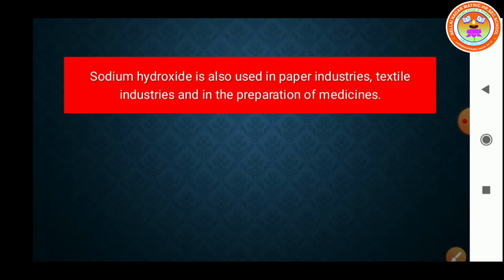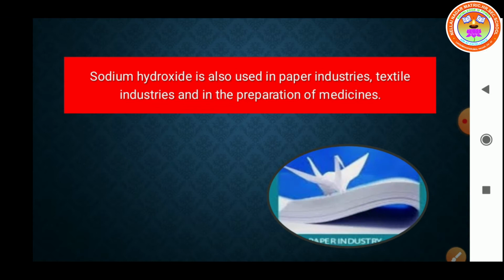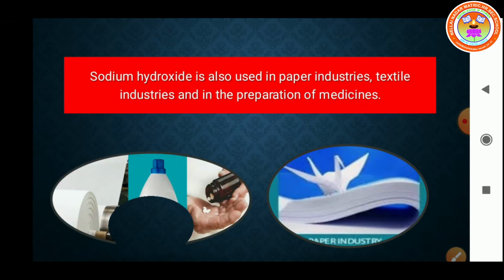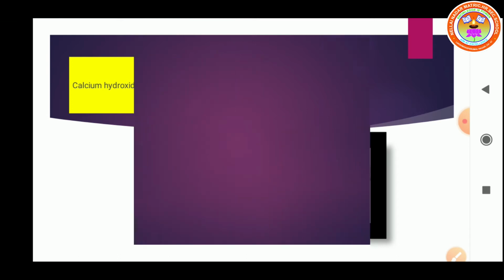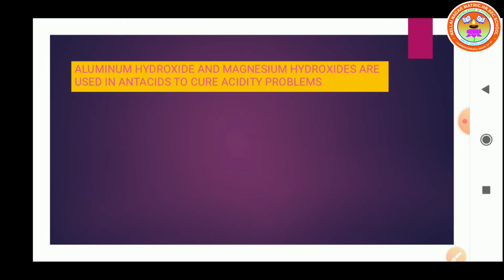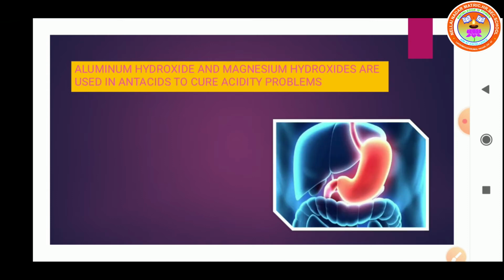Sodium hydroxide is also used in the paper industry, textile industries also, and also in the preparation of medicines. The fourth use is calcium hydroxide, which is used for whitewashing. Okay, the fifth use is aluminium hydroxide and magnesium hydroxide, which are used in antacids to cure acidity problems.